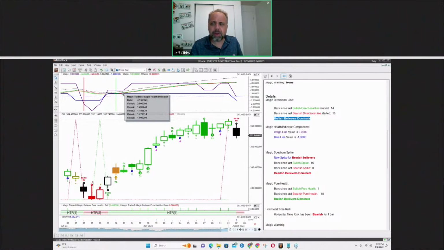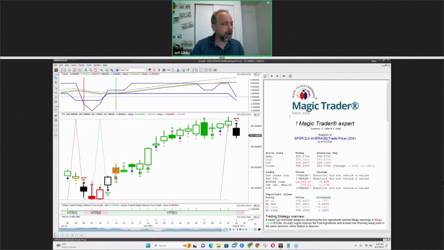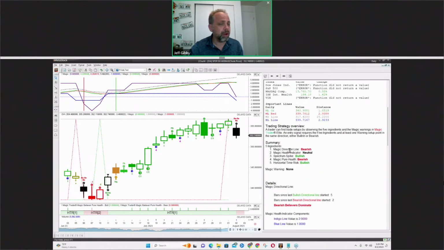And so if you understand how the ingredients work, it's clueing you into the fact that there's a bit of a bullish move that's possible here, okay? If I go back in time and show you the commentary for those days, if I'm waiting for all of the ingredients to match up, let's start here with the bearish to bullish indication. And let's look at what the ingredients look like right here. You've got a bearish direction line, your health indicator is neutral. You've got your spectrum spike that's bullish. Your pure health is bearish, and your horizontal time risk is bullish.